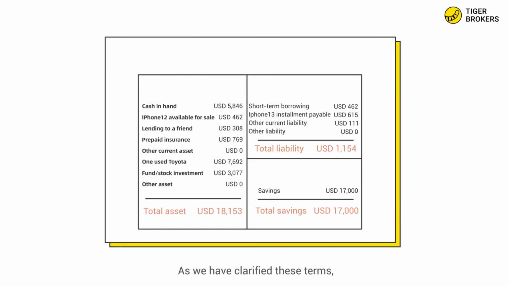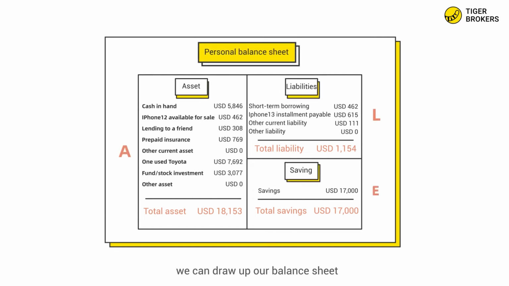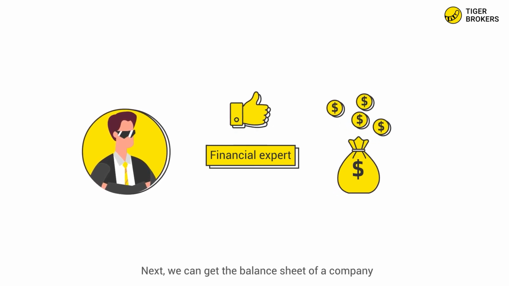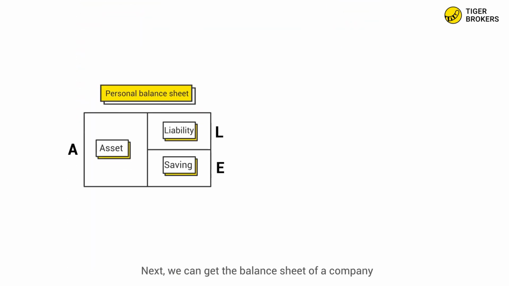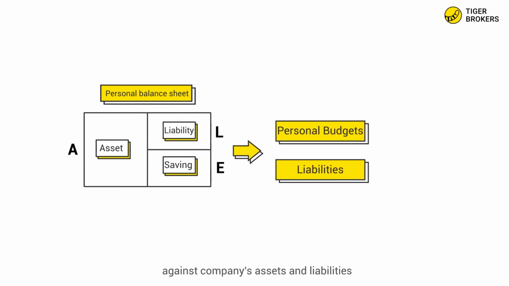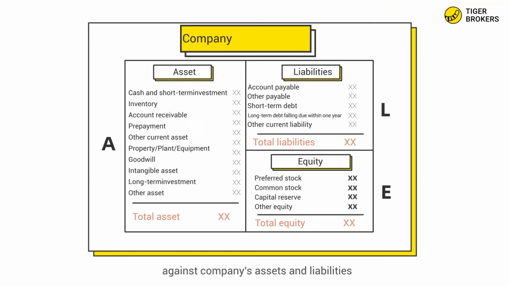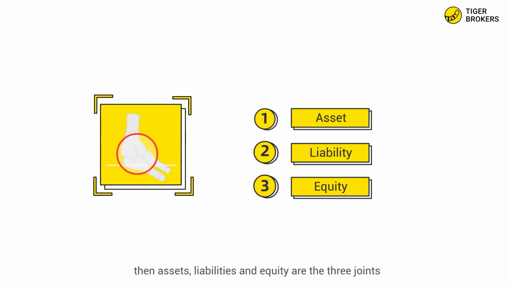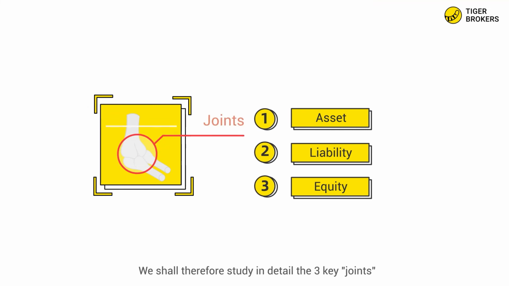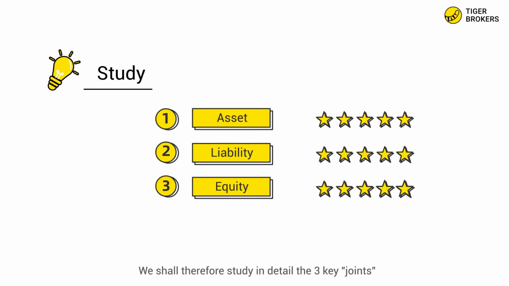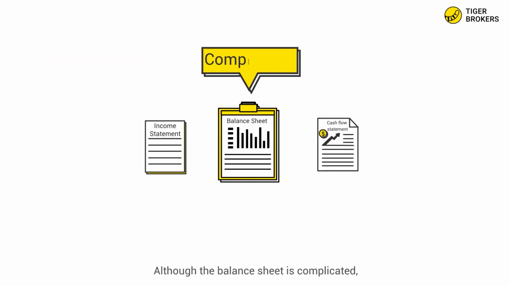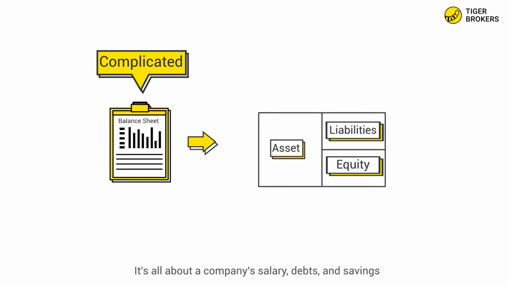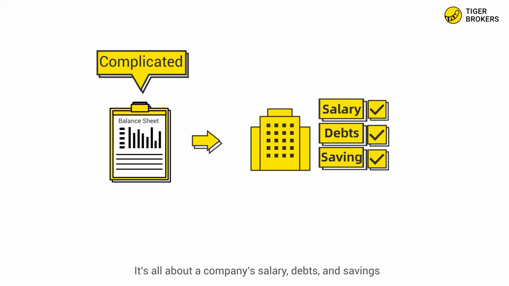As we have clarified these terms, we can draw up our balance sheet. If you can quickly complete this table, you must know your personal finances very well. Next, we can get the balance sheet of a company by matching the items in your personal budget against a company's assets and liabilities. If we view the balance sheet as a company's skeleton, then assets, liabilities, and equity are the three joints. We shall therefore study in detail the three key joints. Although the balance sheet is complicated, it is easy to understand when we compare it with a personal balance sheet. It's all about a company's salary, debts, and savings.